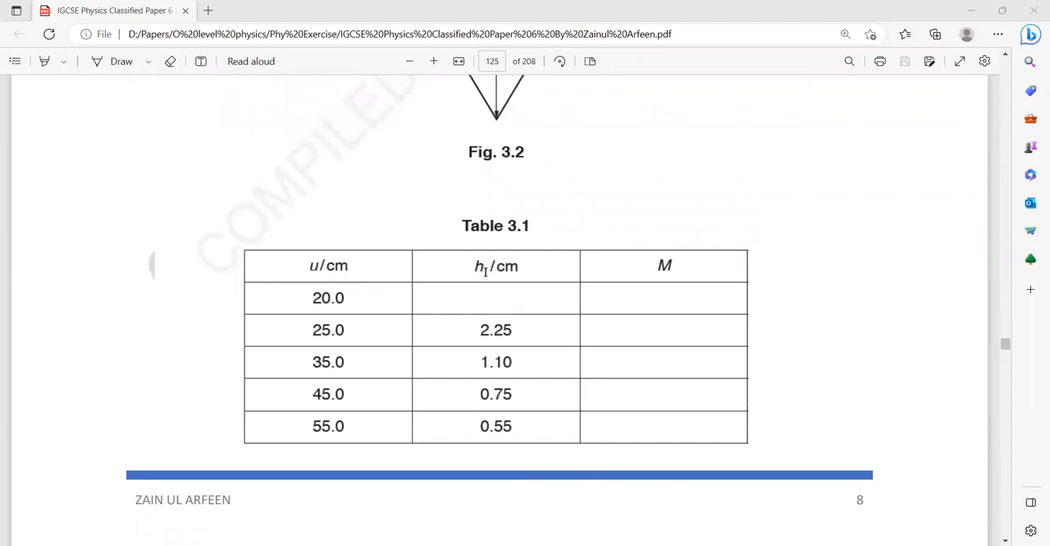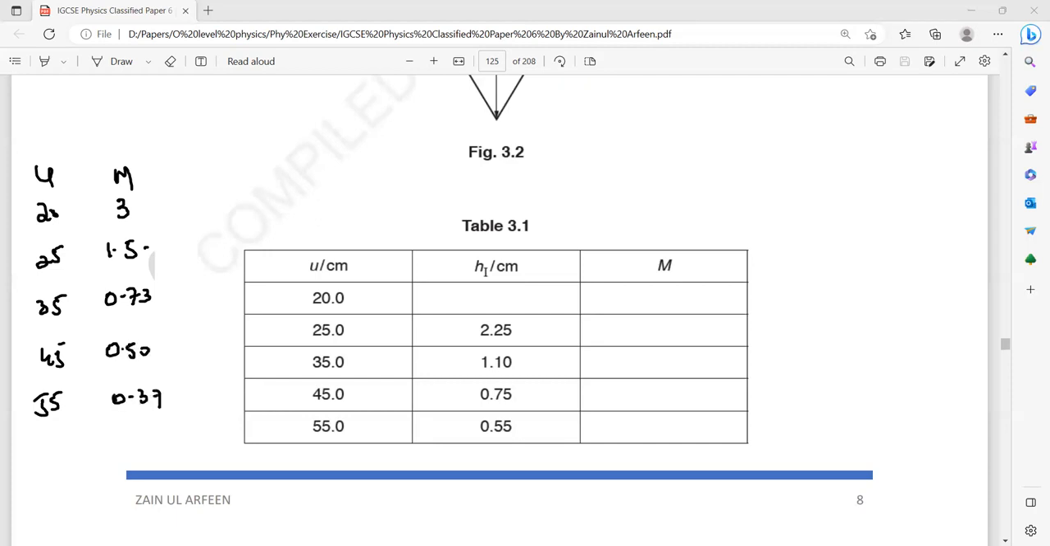For example, for this one, I will use the answer from the marking scheme to plot. For u, the values are 20, 25, 35, 45, 55. The magnification for u was like 2.53, but I'm using the values from the marking scheme. So that is 3 for this one, this was 1.5, this is 0.73, this one is 0.50 and 0.37. These are the values for magnification.